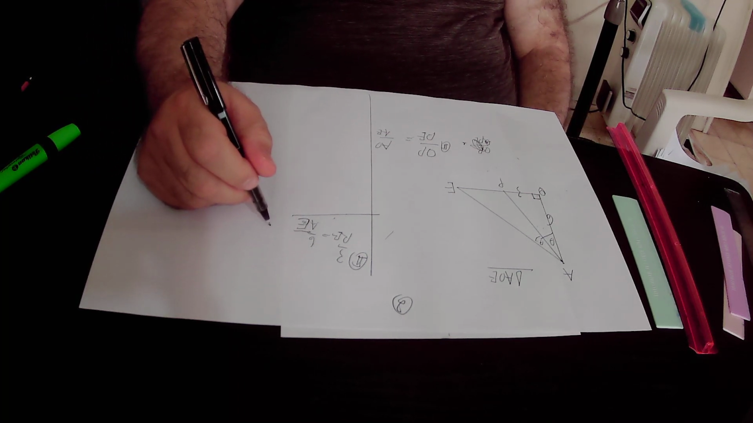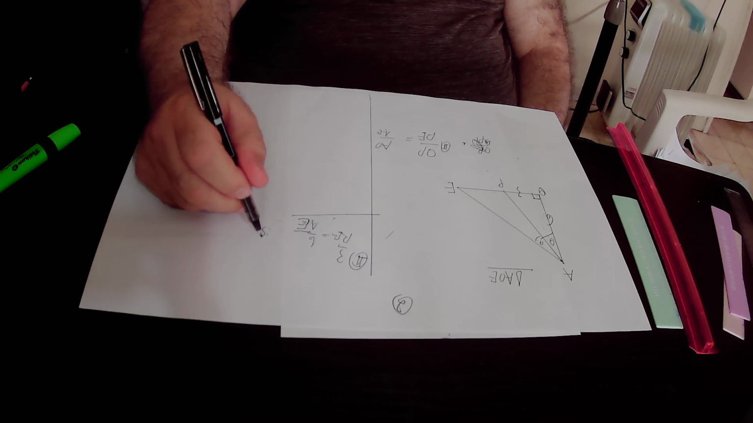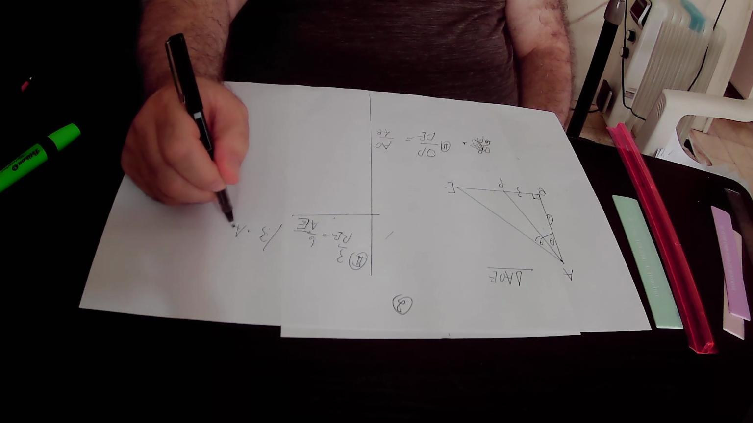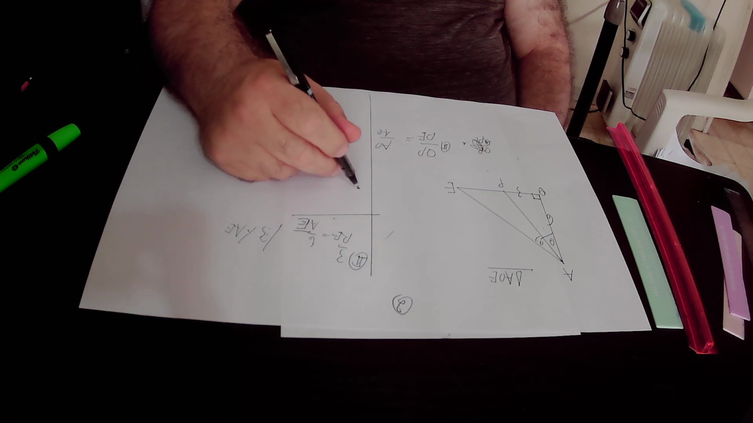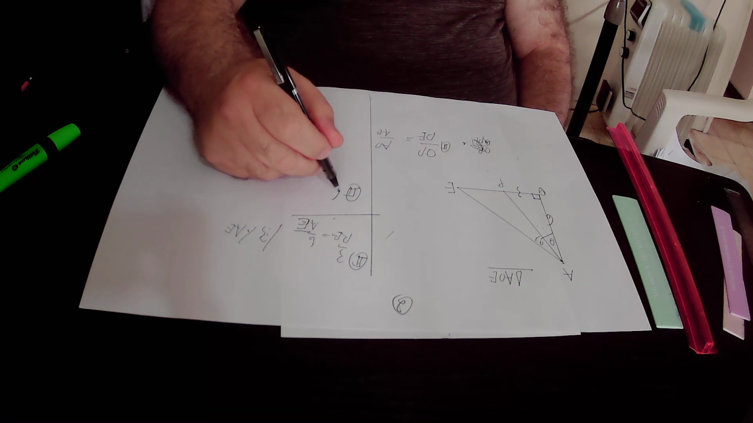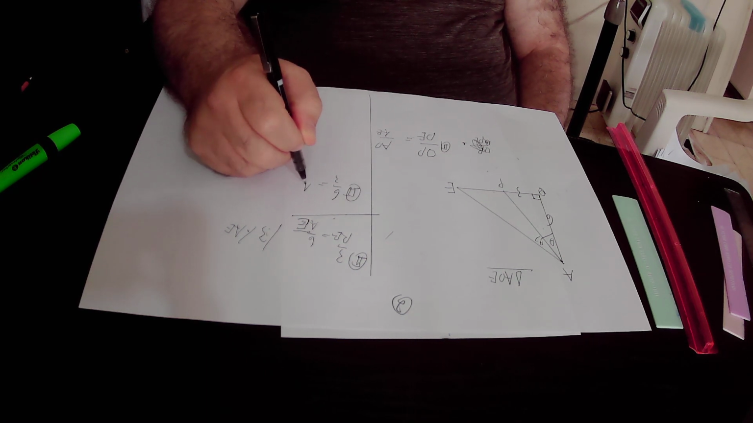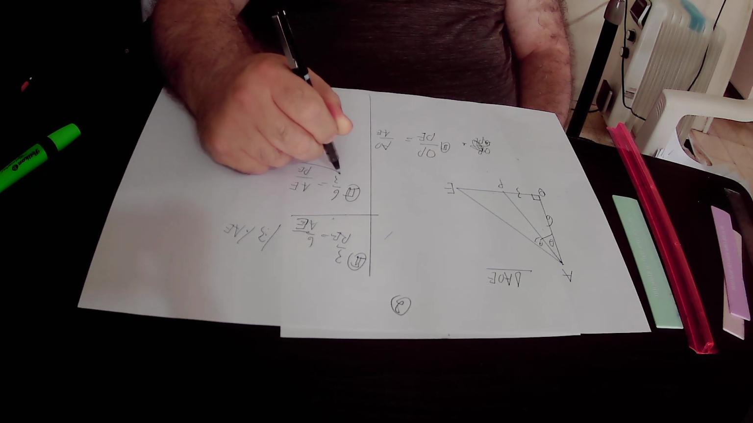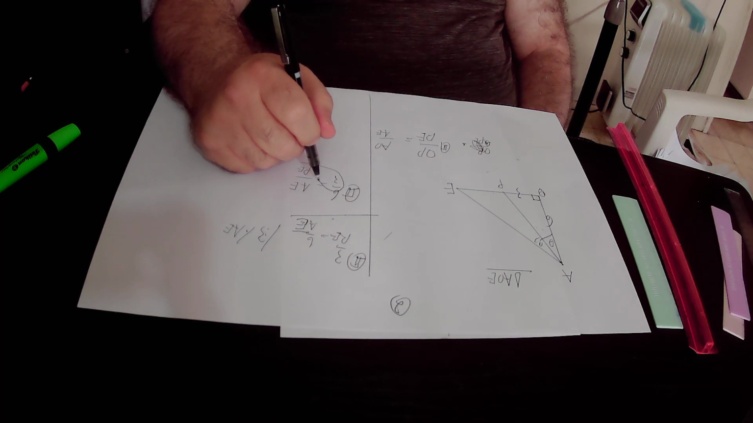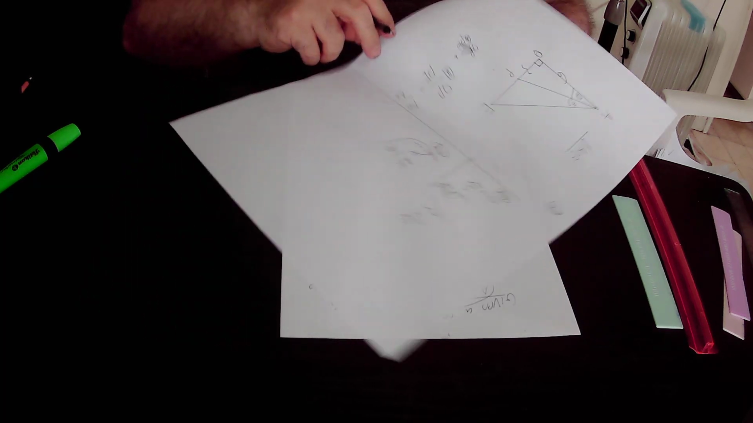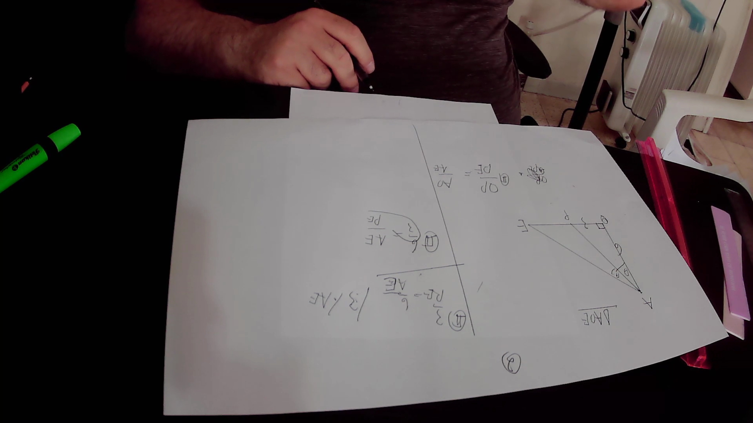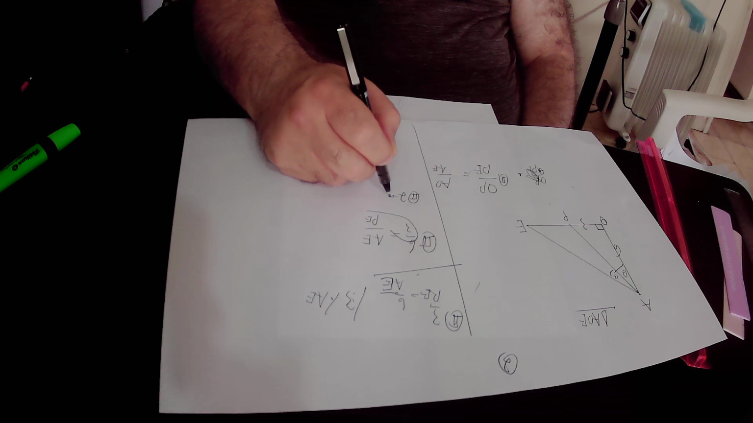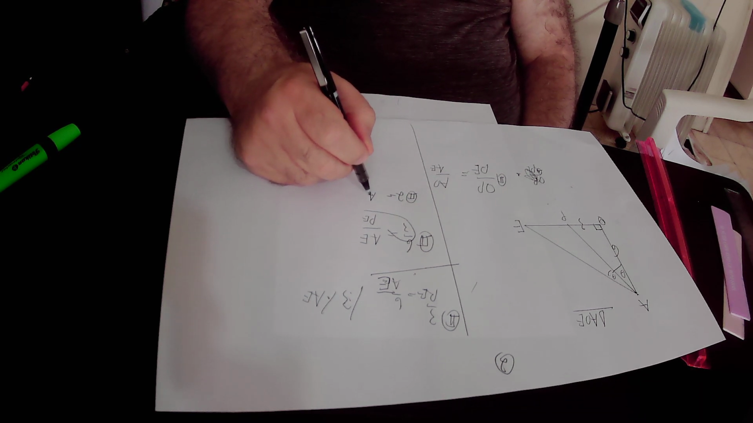Here we will divide this equation by 3 and multiply it by AE, and we get that 6 over 3 equals AE over PE. Again, 6 over 3 equals AE over PE. 6 over 3 is 2, so 2 equals AE over PE.